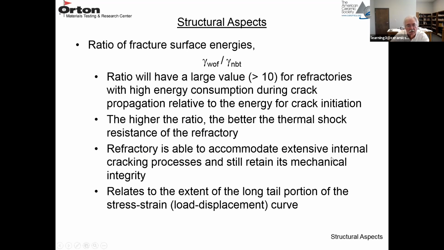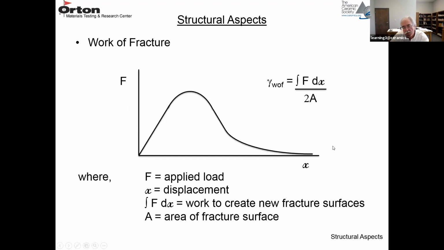Refractory is able to accommodate extensive internal cracking and still remain intact. So you start out with a weak material, you keep making it weaker and weaker, but you do it in a controlled manner so that it still has mechanical integrity. Even though it has low strength, it's still in one piece and it's surviving whatever application you're using it in. So the higher the ratio, I mentioned that it relates to the extent of the long tail portion of the stress strain curve, or the load displacement curve. So the longer this tail is, the better off you are, and the bigger this difference is going to be.